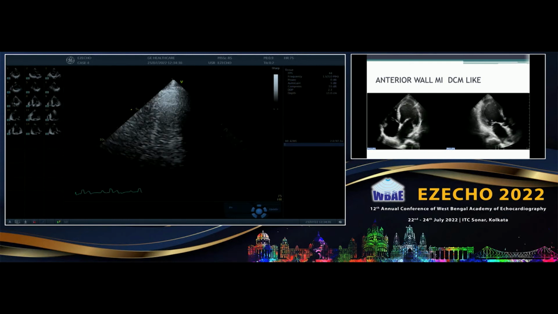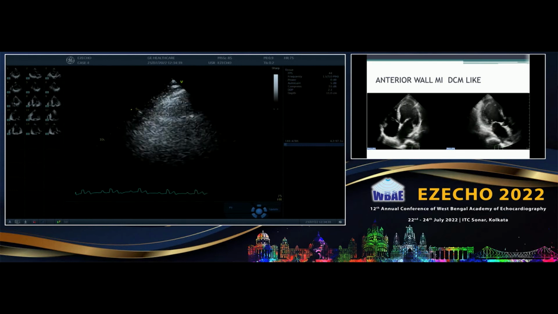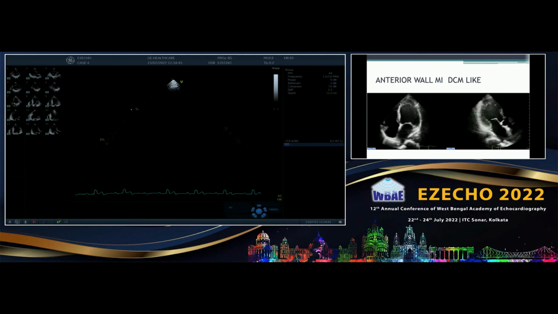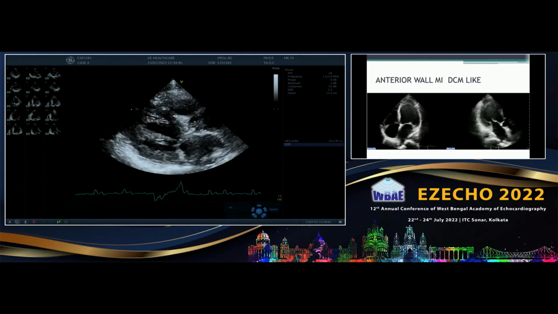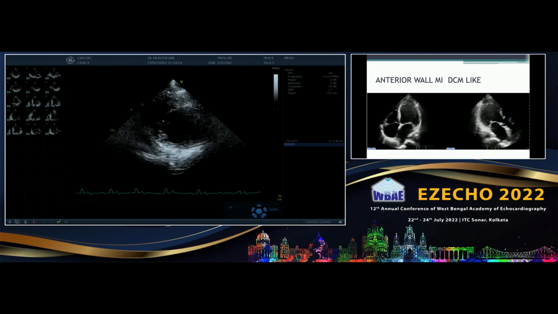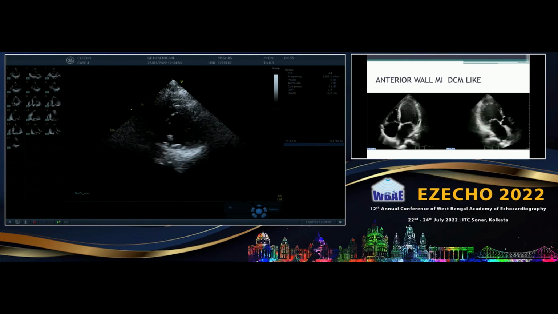Let us go to the apex. Short axis apex. Extreme apex. Okay, so in short axis apex, I can see that except for the apical inferior, everything else is contracting. So this PDA is reaching an apex. So that is one thing.